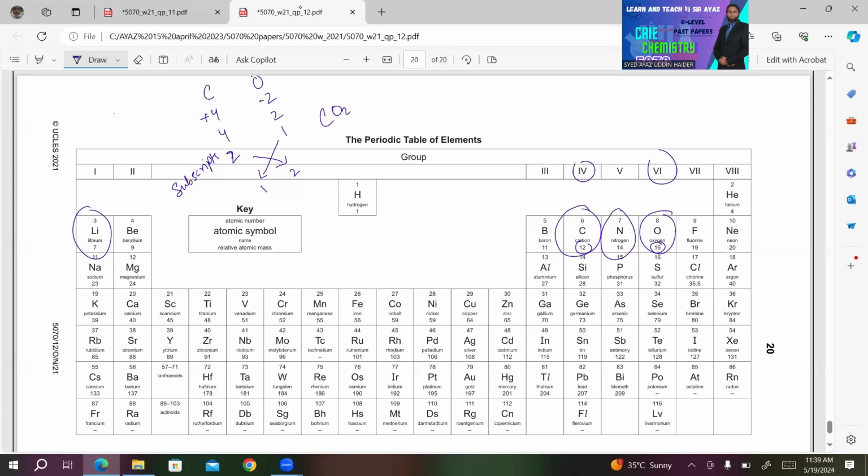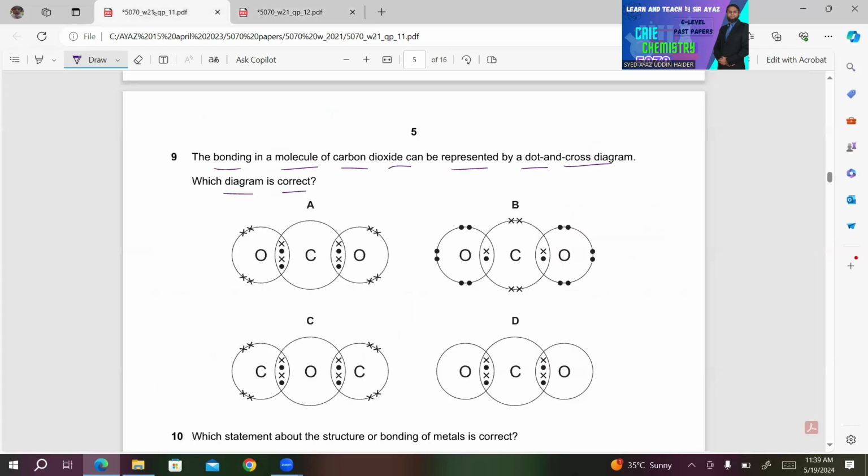And carbon has 4 valence electrons, which means it needs 4 electrons to complete its valence shell. What about oxygen? Each oxygen contains 6 valence electrons, which means they need 2 electrons to complete their valence shell. So in the center, you must get carbon. In all the choices, where is carbon in the center? So either A is correct, B is correct, or D is correct. C can't be the right answer.